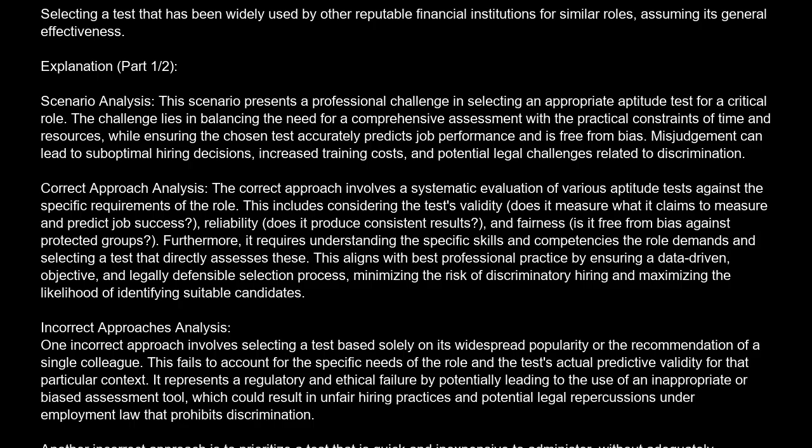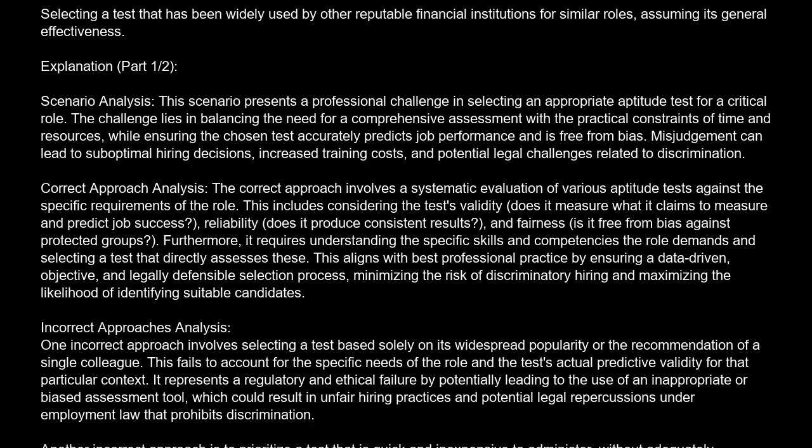The challenge lies in balancing the need for a comprehensive assessment with the practical constraints of time and resources, while ensuring the chosen test accurately predicts job performance and is free from bias. Misjudgment can lead to suboptimal hiring decisions, increased training costs, and potential legal challenges related to discrimination.